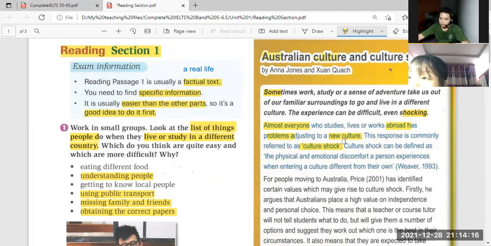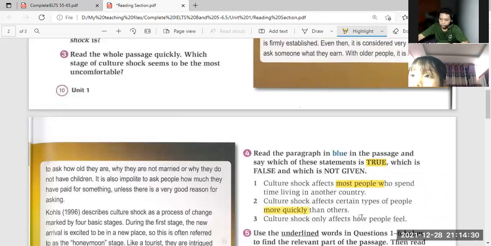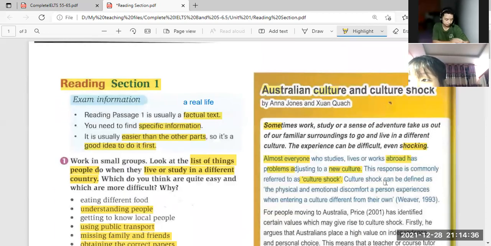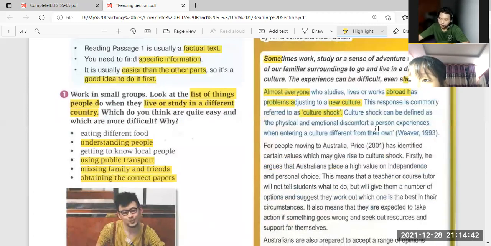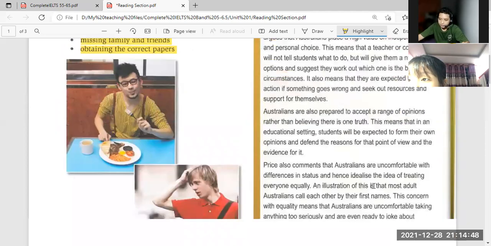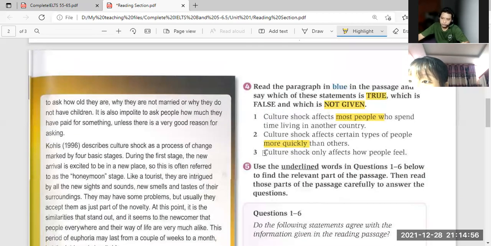Is there a statement here saying about more quickly? No. Okay, because there is no statement here saying about more quickly. So we can conclude that the statement number 2 is? Not given. Yes, perfect. It's not given. Now, can you read number 3?